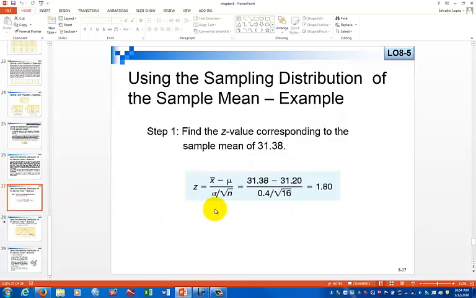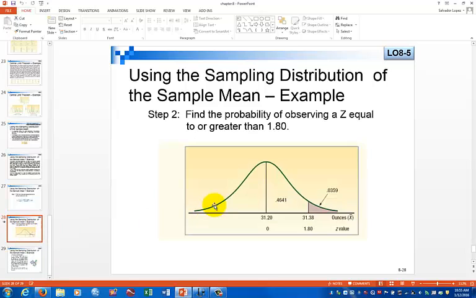Well, if we use the formula for the z value, z is equal to x bar minus mu over sigma over the square root of n. X bar, the sample mean, is 31.38. We subtract the mean of the population, or the mean of the means, divided by sigma, 0.4, over the square root of n, the sample size, 16. If we carry this out, z is equal to 1.8. 1.8 standard deviations.